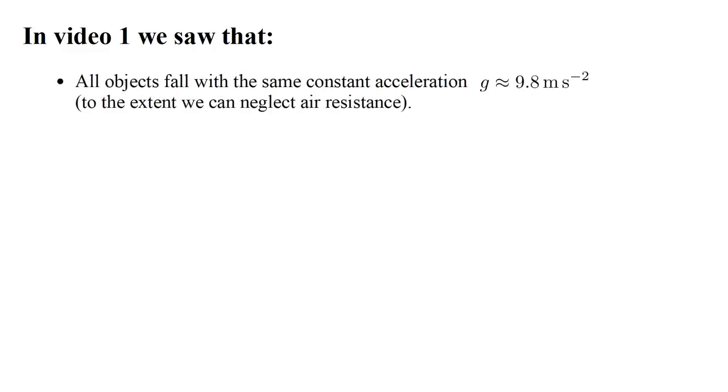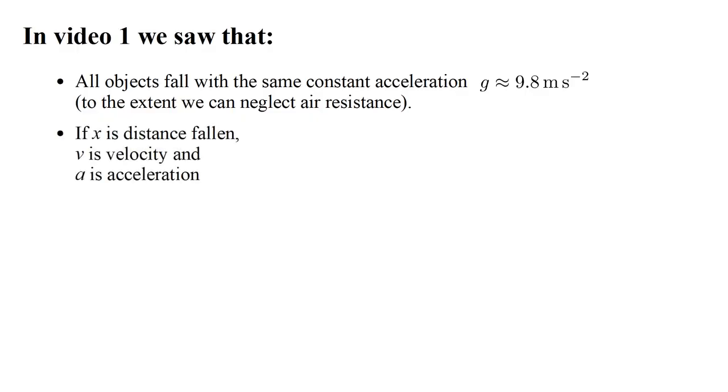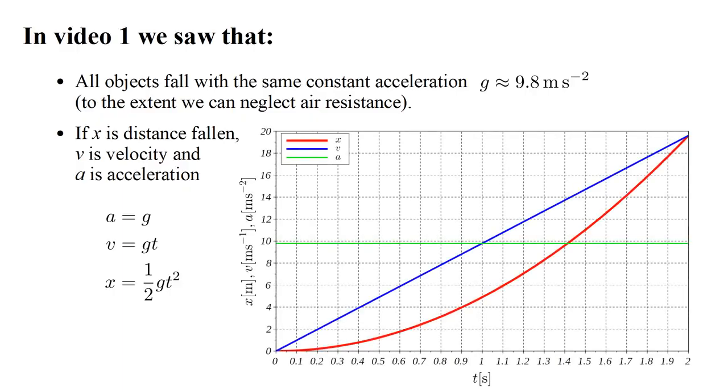In the first video, we saw that to the extent we can neglect air resistance, near Earth's surface, all objects fall with the same constant acceleration, approximately 9.8 meters per second squared. If x is distance fallen, v is velocity, and a is acceleration, then a equals g, v equals gt, and x equals 1/2 gt squared. a is a constant, v varies linearly with time, and x varies quadratically with time.